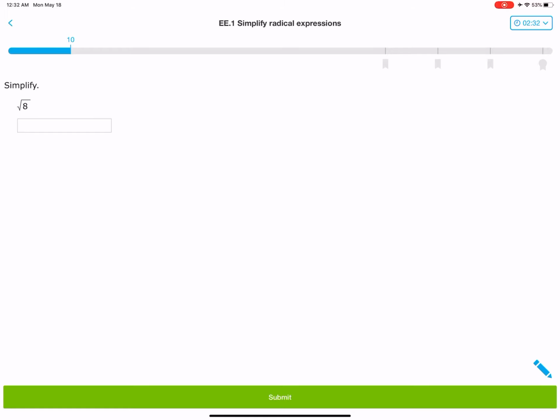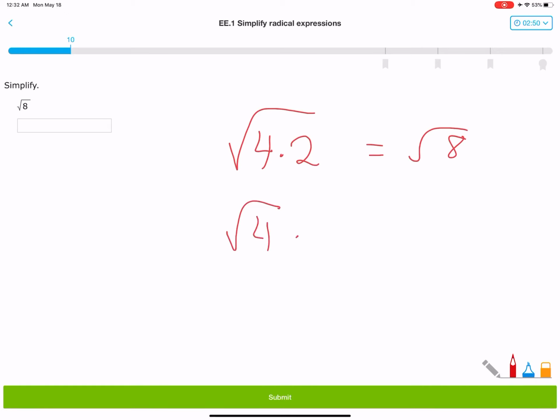Square root of 8. Well, 4 times 2 is 8, so we can do the square root of 4 times 2. 4 times 2 is the same thing as the square root of 8. So we can rewrite this as the square root of 4 times the square root of 2. Square root of 4 is 2. Square root of 2.